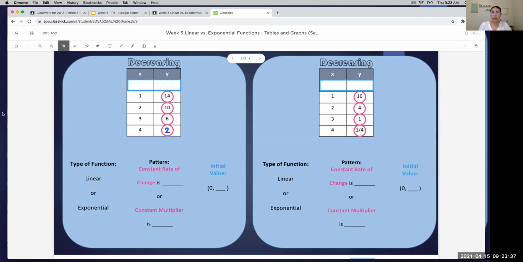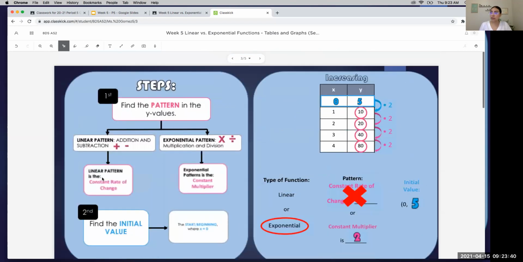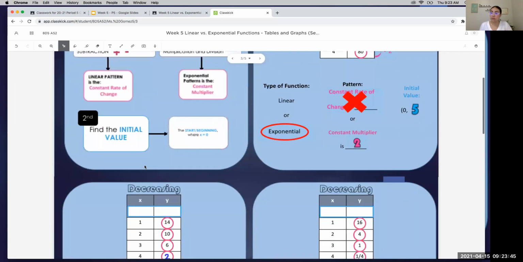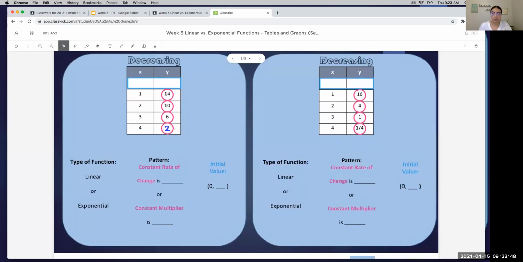Take a good look at this table. Follow your steps that are up here. Adding or subtraction, linear. Multiplication or division pattern, exponential. Let me take a look on the ClassKick side, how you guys are doing. Let me take a good look at yours then. Yes, Juan, fantastic. Good.